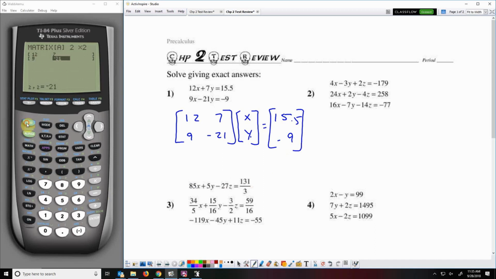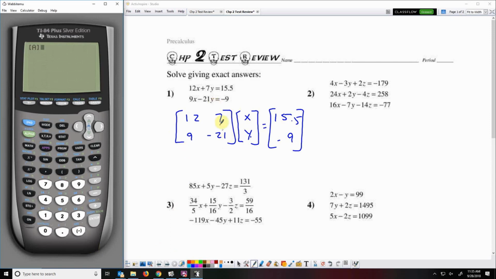So I'm going to go into Edit Matrix B and make that 15.5. And I made that 15 by 1. That is definitely not what I want. So that's got to be 2 by 1. And then 15.5 and negative 9. And then I'm going to quit to get to my home screen. And then I'll bring up matrix 1. So second matrix, then 1 to get matrix A.